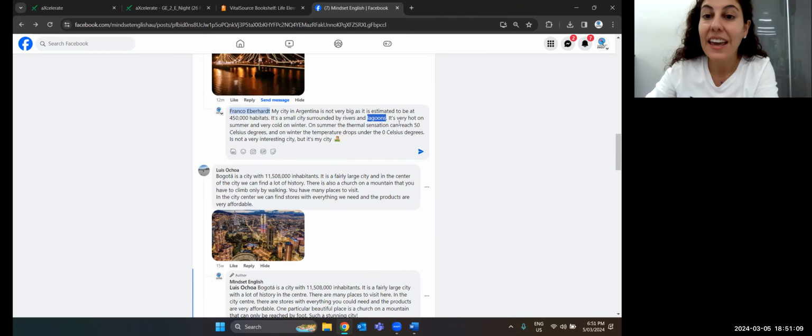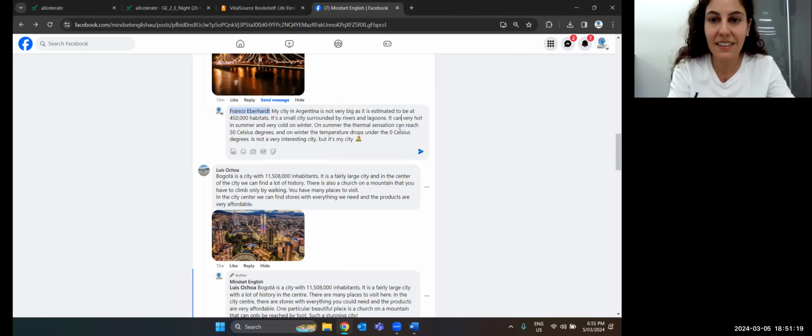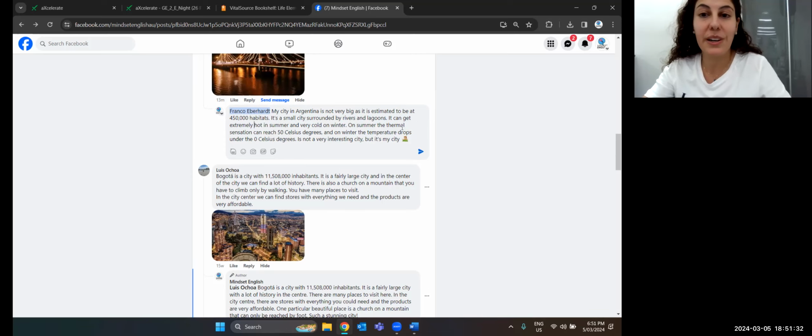It's just a little water area. It's very hot in summer. We don't say on. It's very hot in summer. I would say it can get very hot in summer, just to give you a different grammar. It can get extremely. I remember I went in summer. I went in the end of December, beginning of February. So it can get extremely hot in summer and very cold in winter.